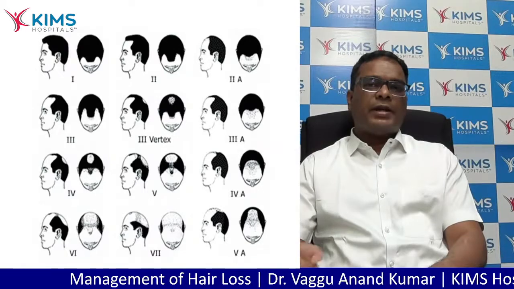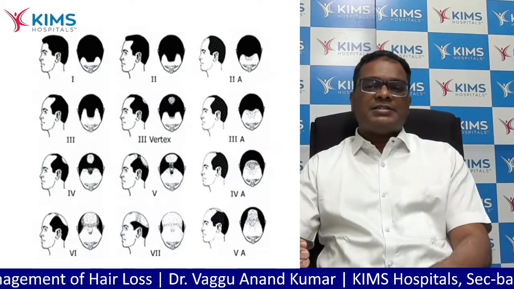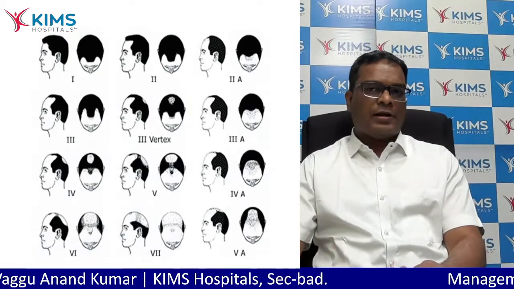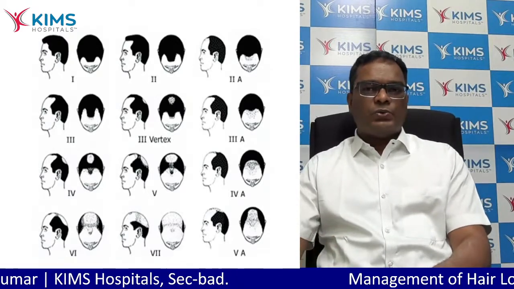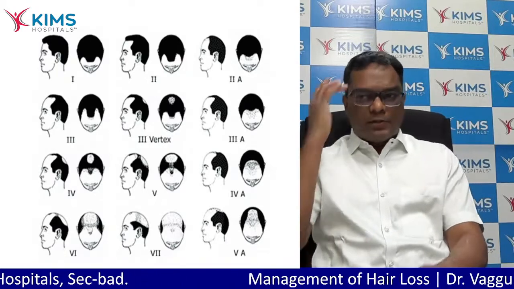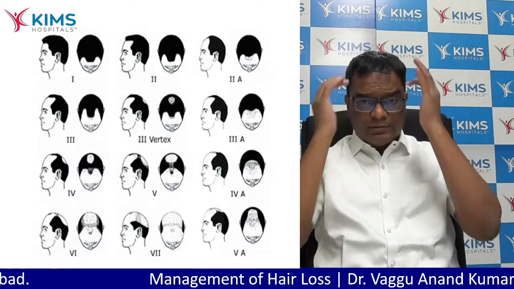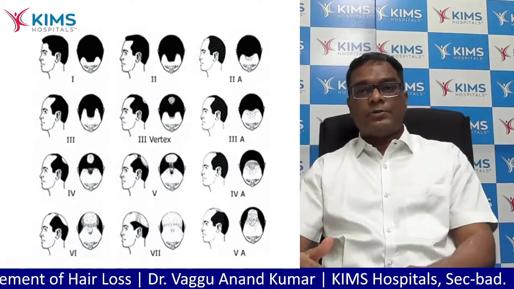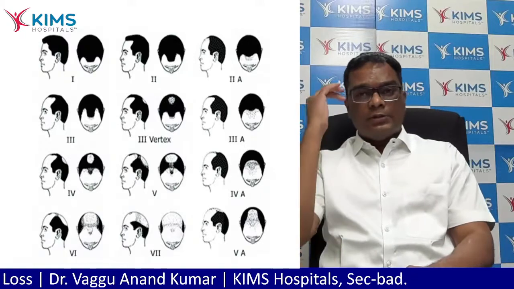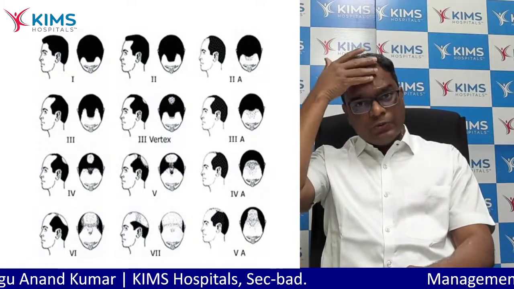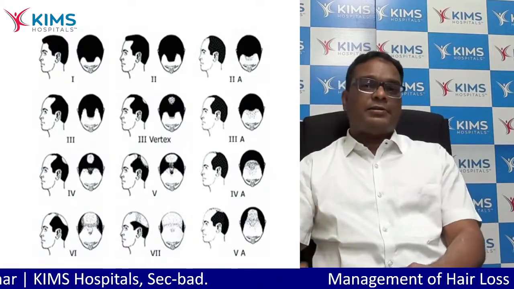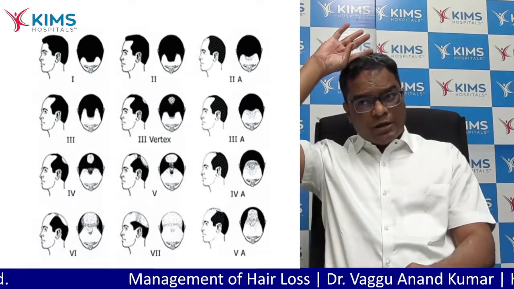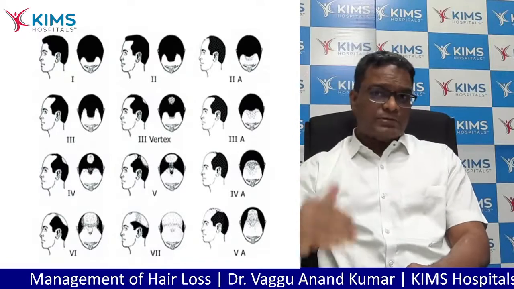These are classified from grade 1 to grade 7 or grade 8. Grade 1 means it is an absolutely normal hairline. In grade 2, you will see the recession, where the hairline goes inside at both angles. In grade 3, not only these angles, the front hairs also go inside. And grade 4, the complete hair loss is there up to the mid skull.